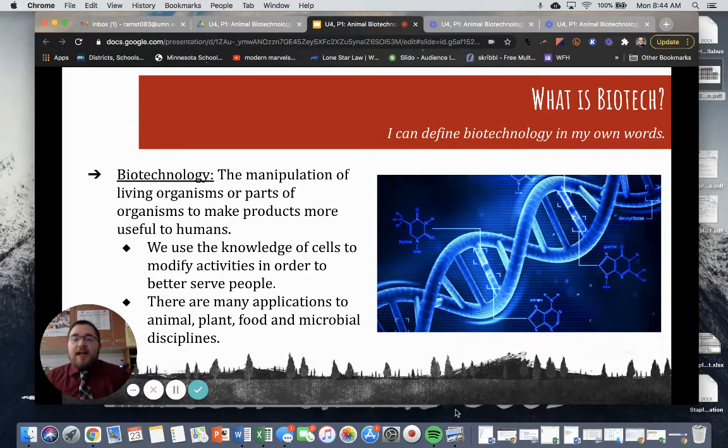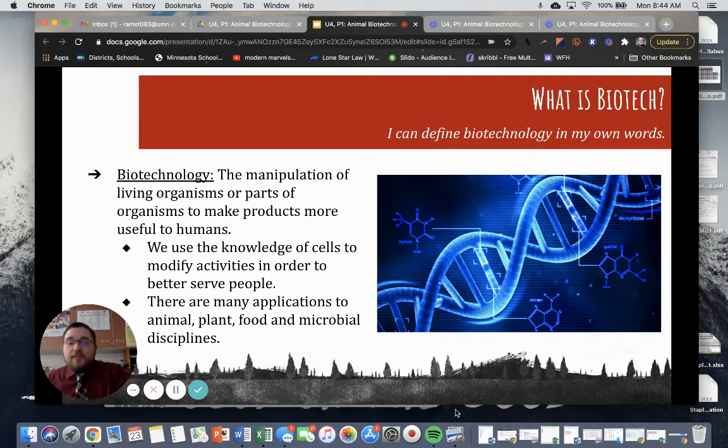Biotechnology is broadly defined as the manipulation of living organisms or parts of organisms to make products more useful or advantageous for humans. So there are a lot of different biotechnologies that we have in our lives and that have been around for many, many centuries and many, many years. And a lot of people think that all biotechnology occurs in a lab environment, and that isn't true. There's biotechnology surrounding each and every one of us every day.